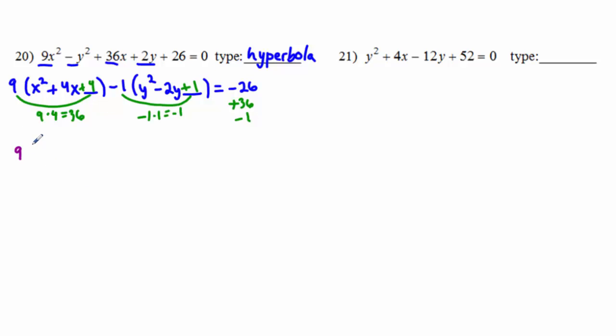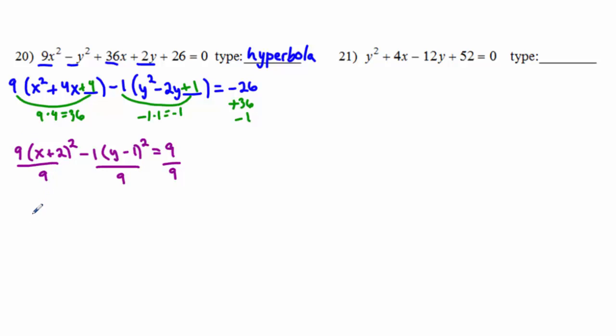So this is 9. I factor into (x + 2)² − 1, and I factor into (y − 1)², and then I have −26 + 36 − 1, sorry, which is 9. And then I divide everything by 9 to finish.